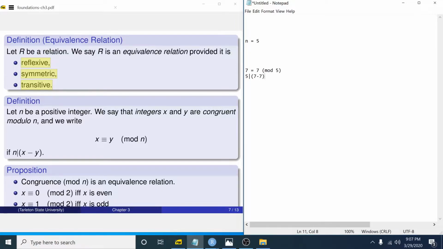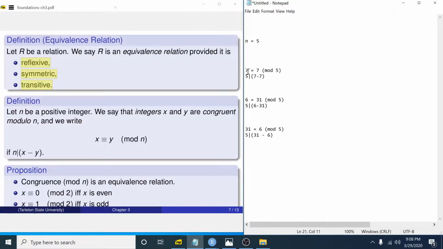So this is true. Another thing we could look at is, a minute ago, I said that 6 is congruent to 31 mod 5, and we actually checked that that was true, because 5 divides evenly into 6 minus 31. But we might also ask ourselves, well, is 31 congruent to 6 mod 5? Does this work? And it does, because 5 does divide evenly into 31 minus 6. So 31 minus 6 is going to give us positive 25, and 5 will divide into that.